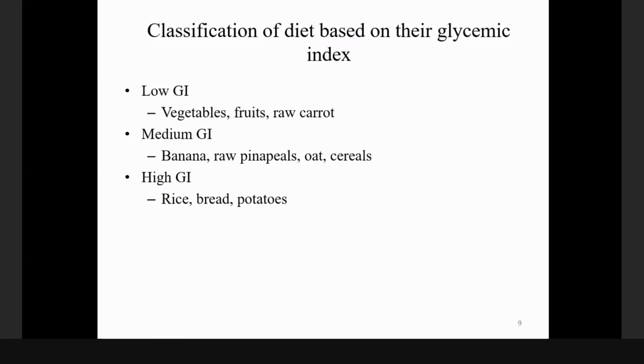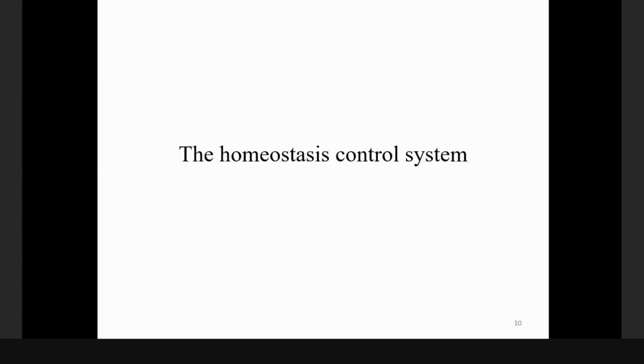So diet or food or meal with high glycemic index increases the blood glucose level quickly and strongly, so that they are not recommended for diabetic patients. So it is good for you to have some concept about the glycemic index and blood glucose control system through homeostasis.